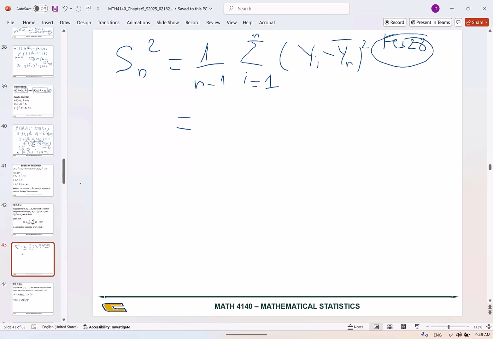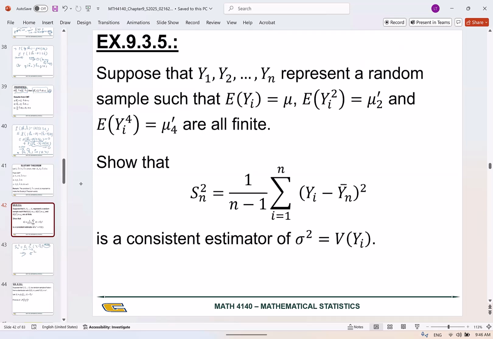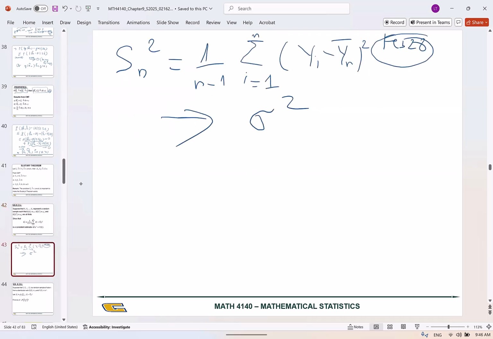Okay, so now we want to show that this converges in probability. We want to show it is a consistent estimator, which means we want to show it converges in probability to sigma square. Any Yi is the same, because they are i.i.d. So consistent estimator means convergence in probability. This is the definition of consistent.